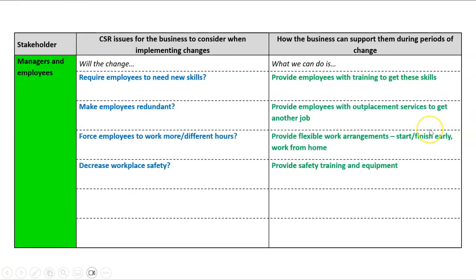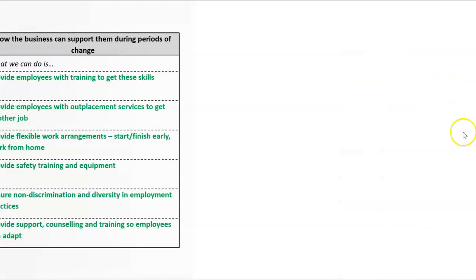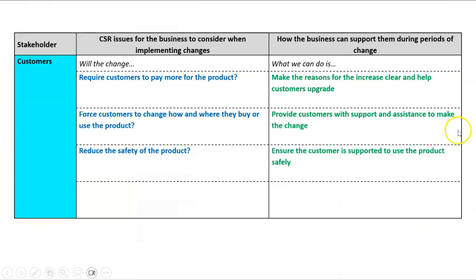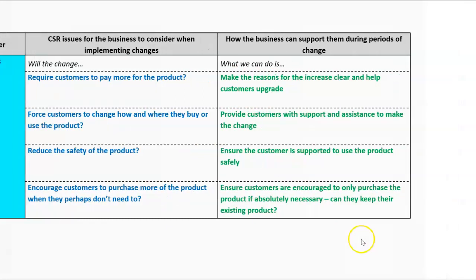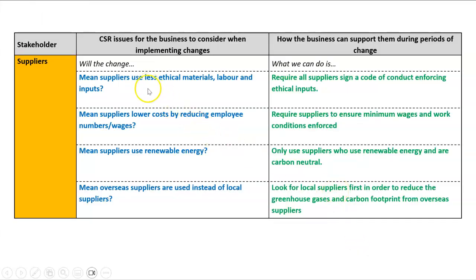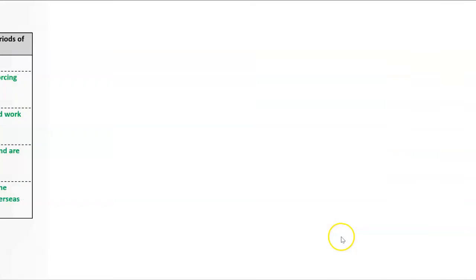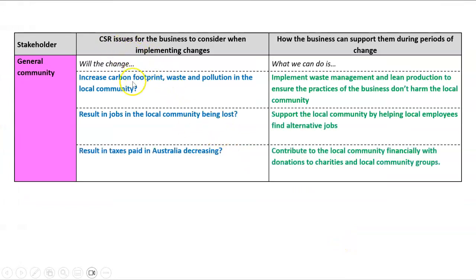managers, some CSR issues to consider, and then what the business can do about it. Same for customers, some CSR issues that might arise, and then what the business can do about it. Same for suppliers. There's a tough one. We don't often consider suppliers, but here's some CSR issues and what the business can do about it. And finally, the general community. Just make sure we cross some of the CSR issues and what the business can do about it.